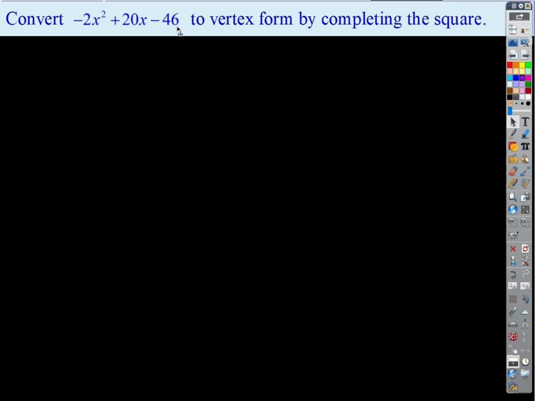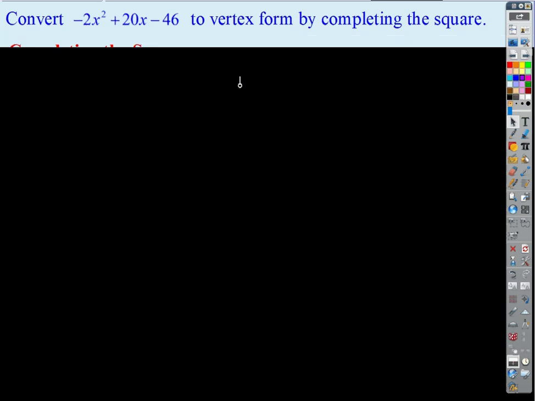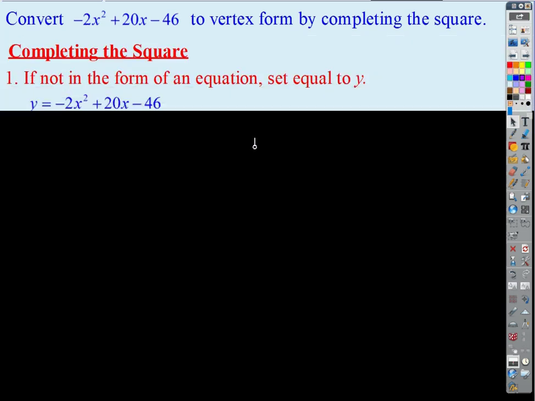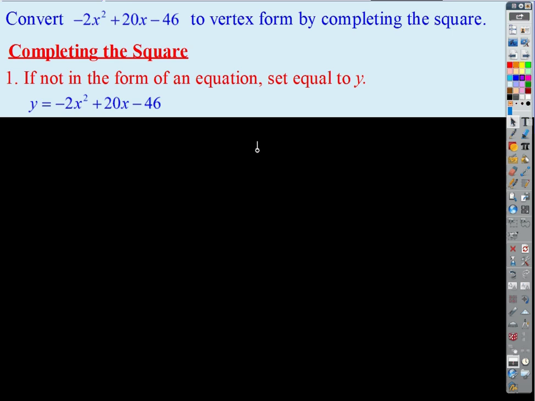It's been a while. Set it equal to y. It's kind of a simple step. So the first one is we're just going to set it equal to y. If it's not already written that way, set it equal to y.